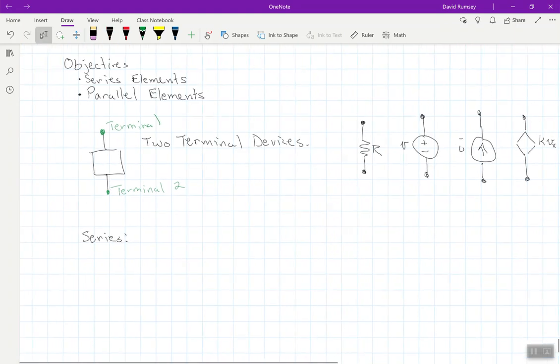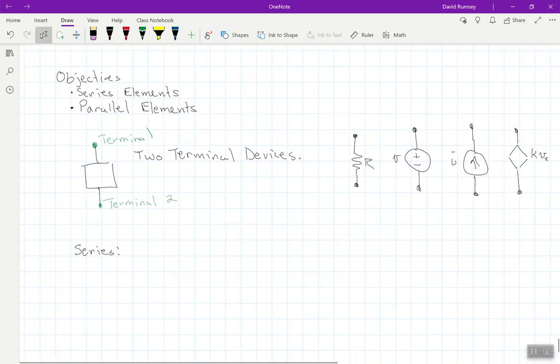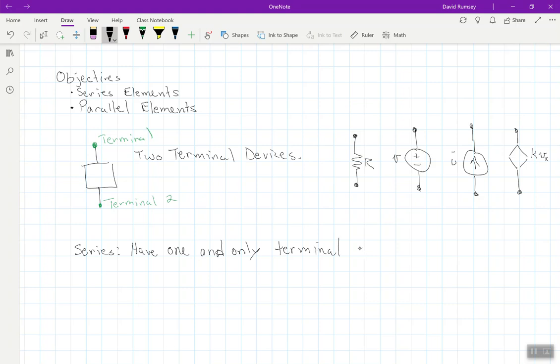So, components connected in series have one and only one terminal in common. And to emphasize, this is for two components.